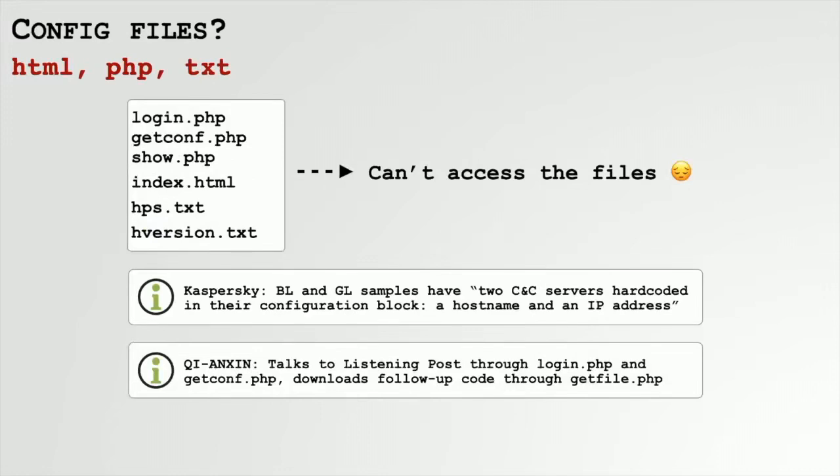As we saw, there were some HTML, PHP text files. I was not able to access those text files. Kaspersky had noted that Green Lambert samples have 2 CNC servers hard-coded in their configuration block, a host name and an IP address. And I assume that that's going to be present in at least one of these files.